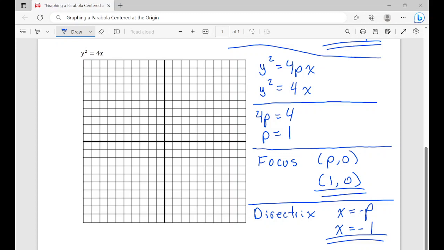So this time I'm going to let y equals 0. And when I solve for x, I'm also going to get 0. Again, this is centered at the origin, so the vertex should touch the origin. Now, if I plug in 1 for x, I'm going to get y squared equals 4. But if I square root both sides, I'm going to get a positive 2 and a negative 2. So when x is 1, y is going to be both plus and minus 2. So here and here.